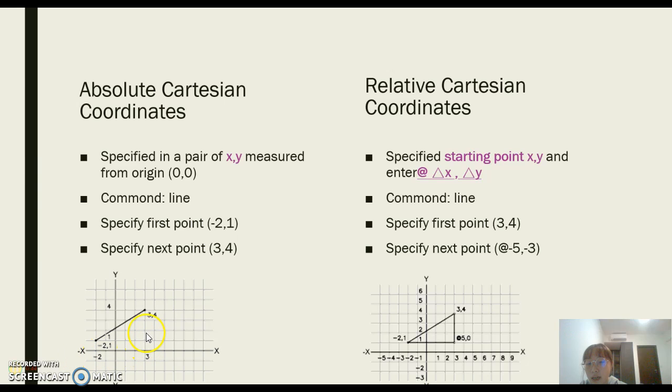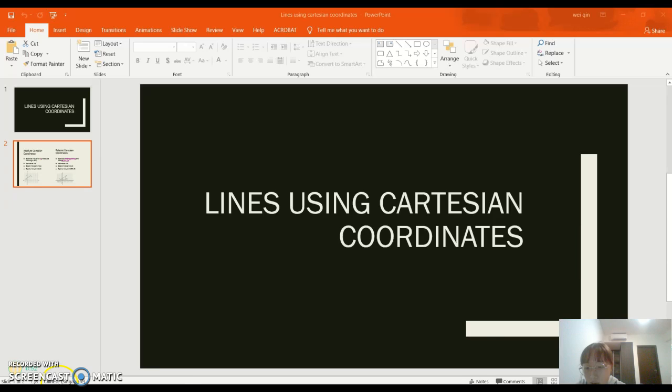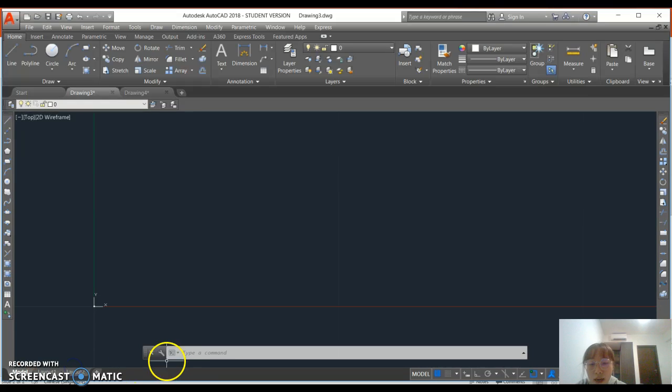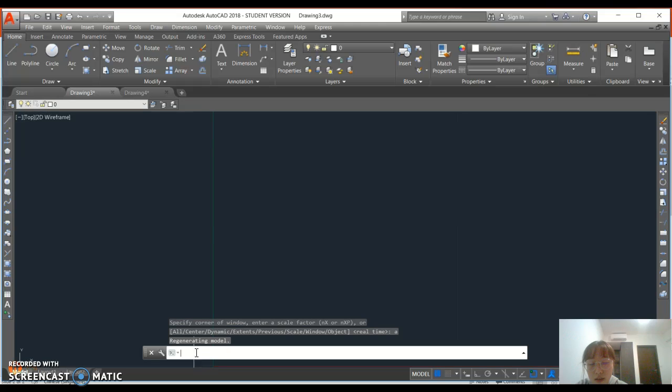Okay, now let us try to draw a simple triangle by using the absolute Cartesian coordinates. Let us open AutoCAD, and before we start drawing, let us set our drawing limits. Type limits, and then I want my limits to be 10,10, and then I zoom. Okay, then now I can start my drawing.